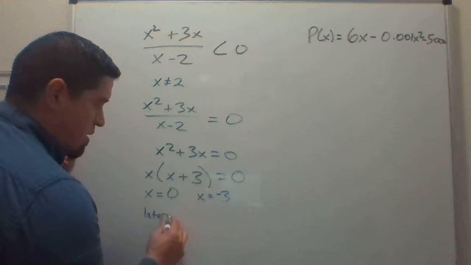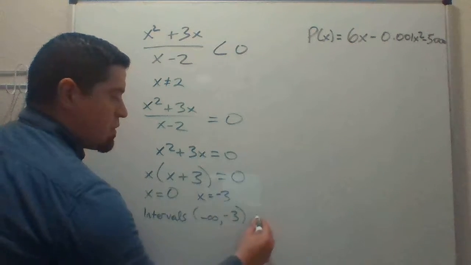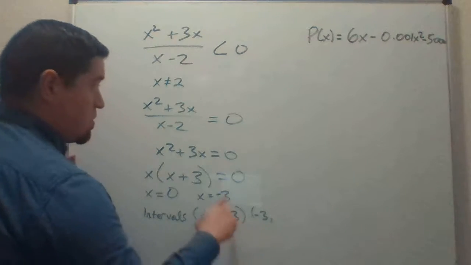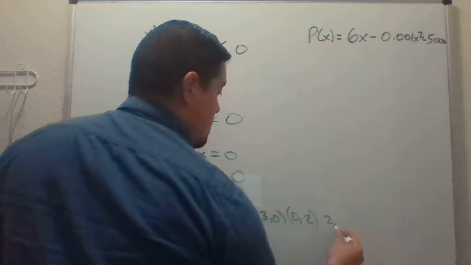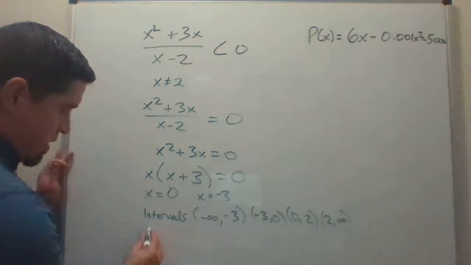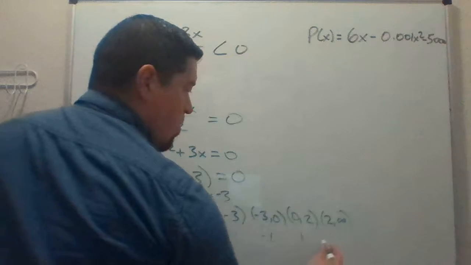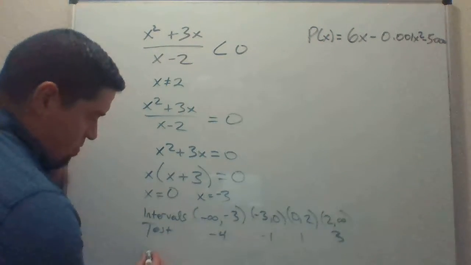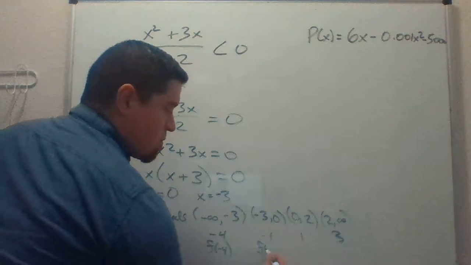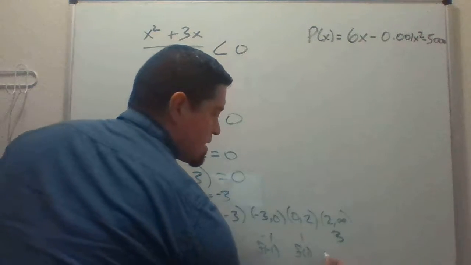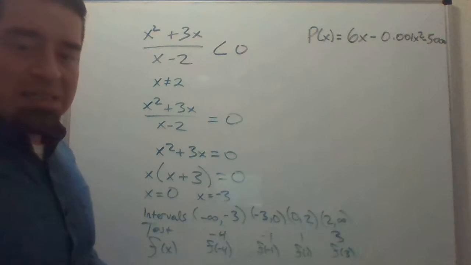So the intervals will be negative infinity to negative 3, the smallest one, negative 3 to 0, the next one, 0 to 2, and 2 to infinity. Then we're going to get test values: plug in negative 4, negative 1, 1, and 3 into f of x. So we'll get f of negative 4, f of negative 1, and f of 1. Like I said in class, this doesn't have to be a big deal. You can use your calculators for this part, and you can find those answers very easily.